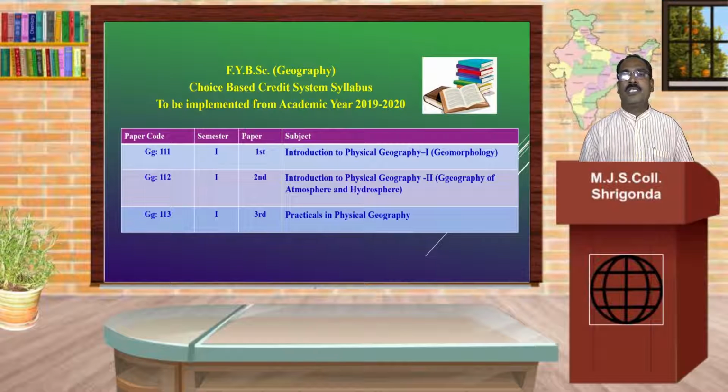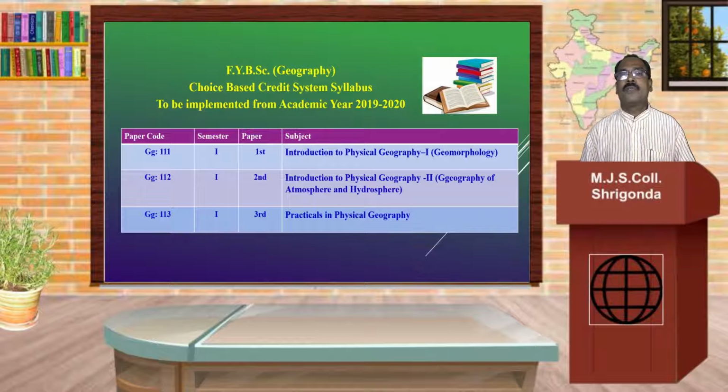In the FYBSc there are majorly 3 papers. The first paper code is GG 111, semester first, paper first. Title of paper: Introduction to Physical Geography, only related to geomorphology.